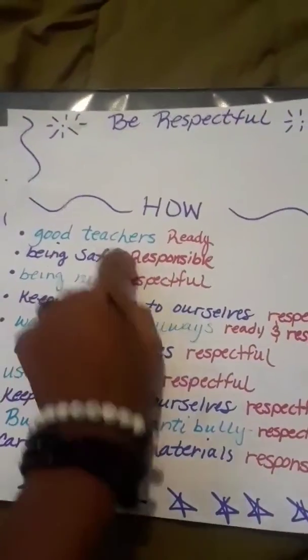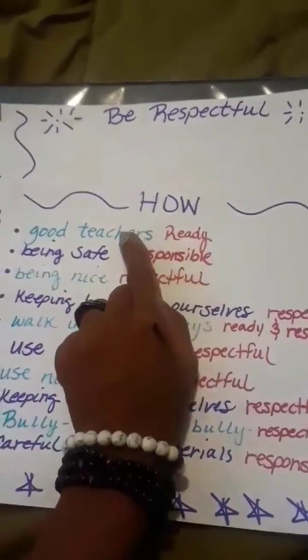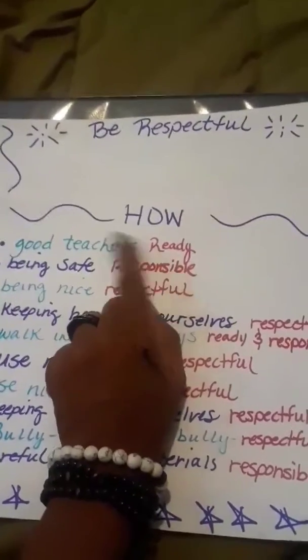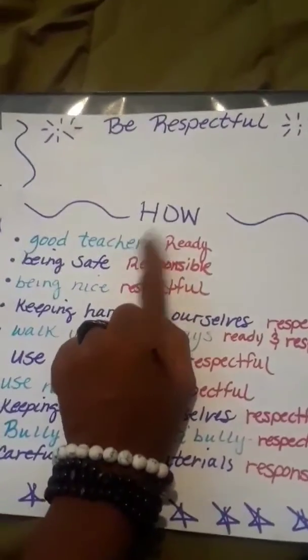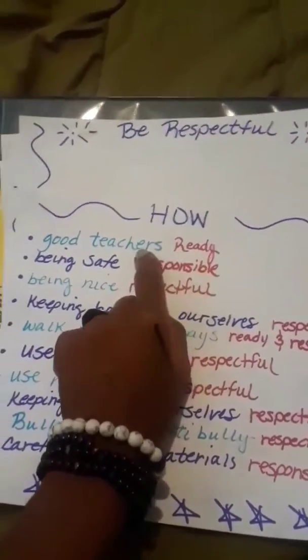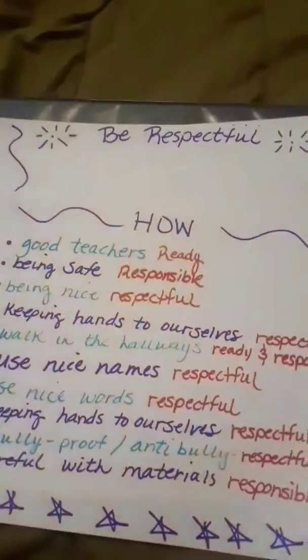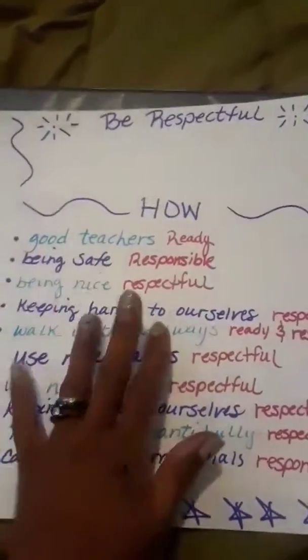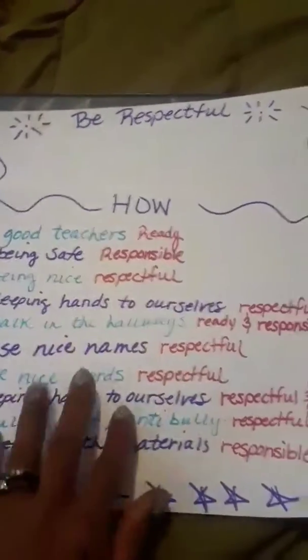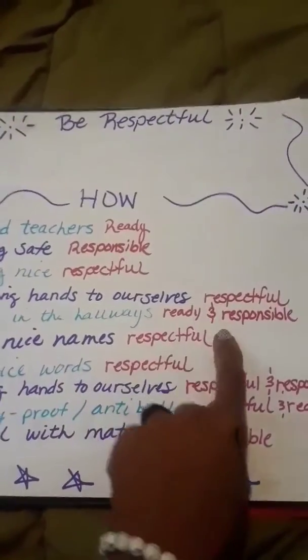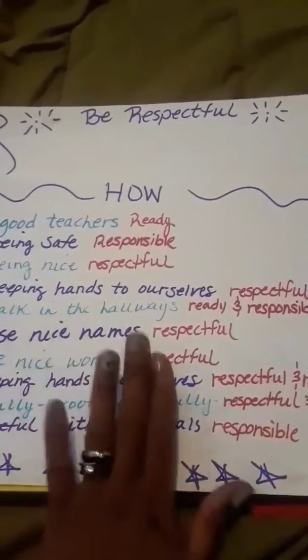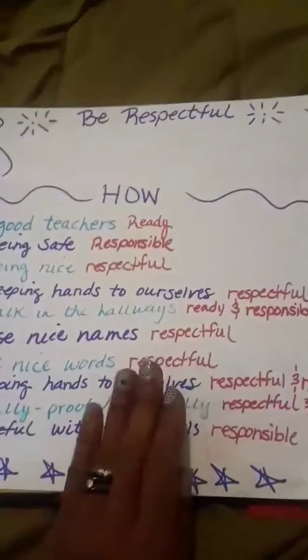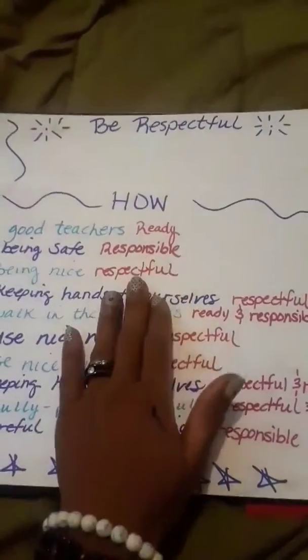Good teachers, is that being responsible, being respectful, or being ready? Well, it's being ready, Miss Freeman, because if the teachers are good, then we know that we're ready to learn. And then we take it all the way back to the why. If we're being safe, what is that? We're being responsible because, and then you let them give their answers and then you go all the way through. And it's okay even if some of them fall into all three of the categories. Then you write their answers.